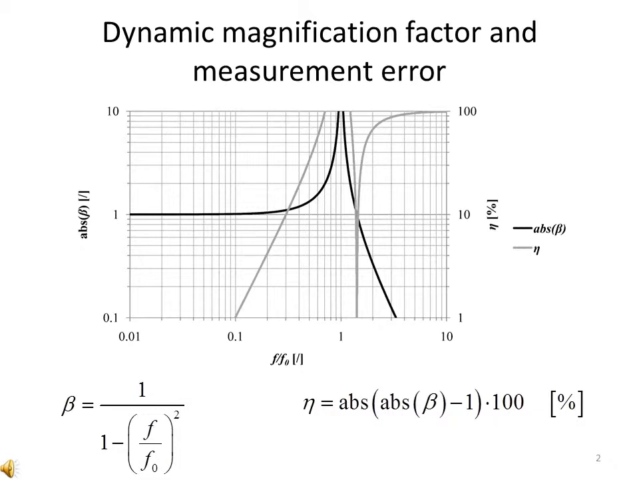This effect is characterized by the dynamic magnification factor beta presented in the figure. The measurement error is denoted as eta. Similar conclusions about the detrimental effect of the dynamical coupling on the measurement as for the in-plane direction can be deduced for the out-of-plane direction as well.